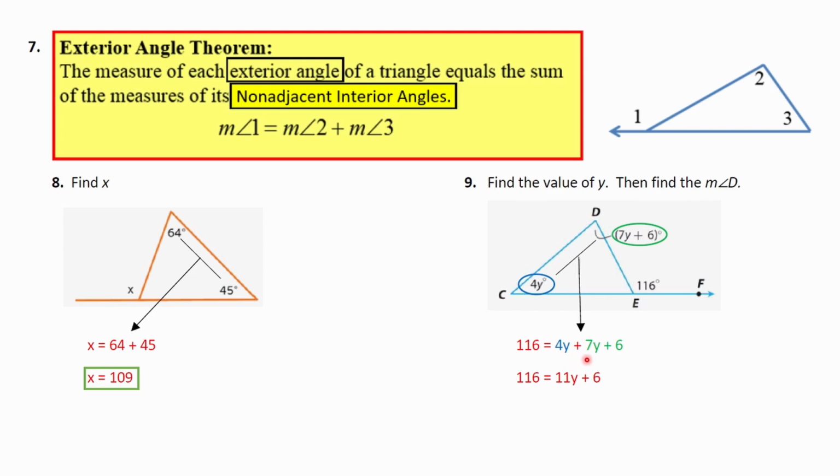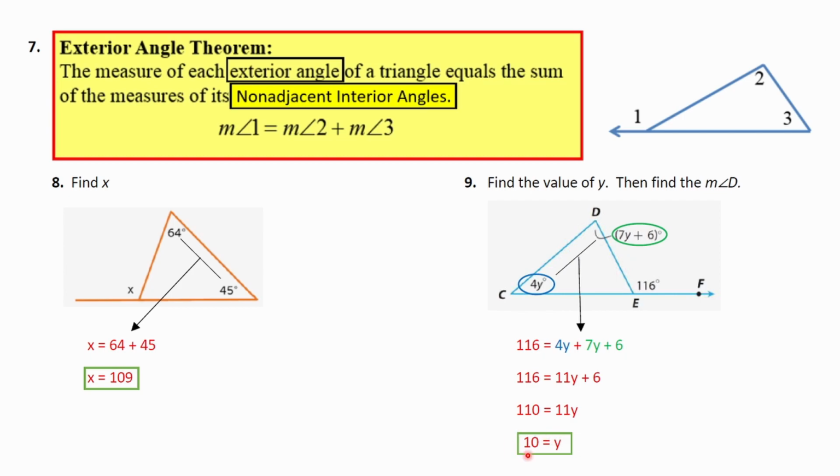Combining like terms, I get 4y and 7y make 11y plus 6. Subtract the 6 from both sides, I get 110 equals 11y. And finally, I get y is equal to 10. If this is as far as you got, then you only answered the first part. We do still need to find the measure of angle D.